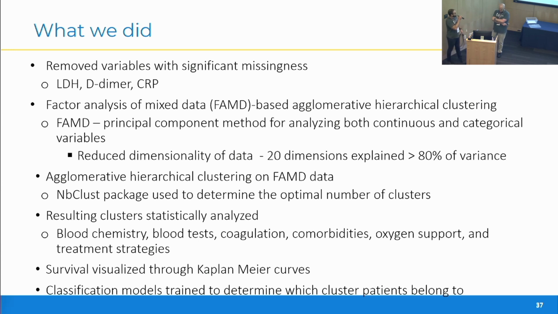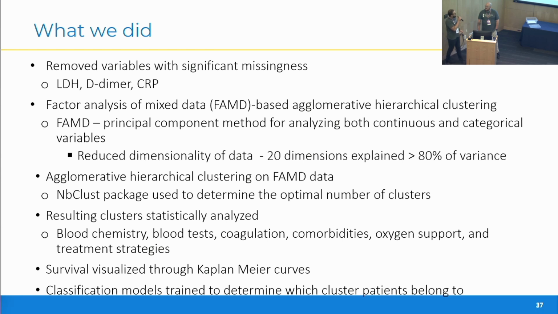But what we ended up doing was removing those variables with significant missingness, including D-dimer along with C-reactive protein and lactate dehydrogenase. Although they were shown to be strong predictors of COVID-19 mortality, I believe their missingness across all of our different sites is about 50%. So there's not a lot that we could do there, at least for the time being. There may be some things to counteract that as we move forward, but for this initial analysis.